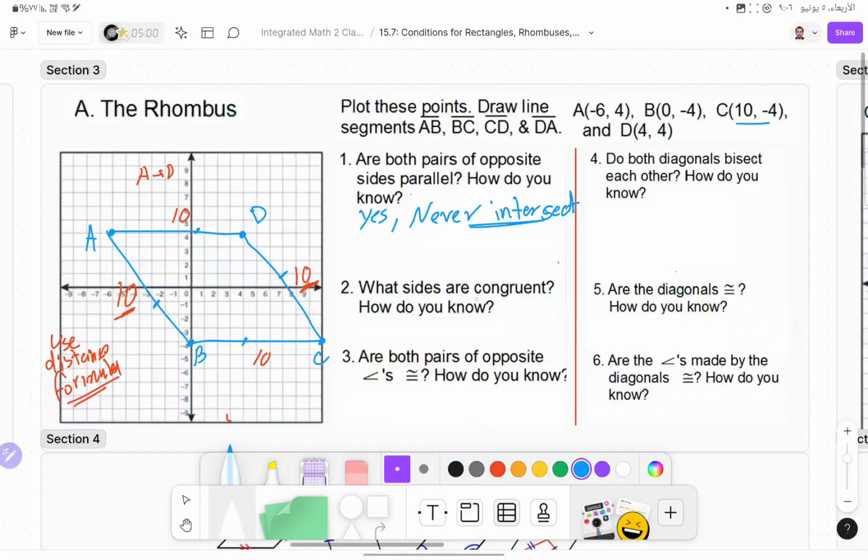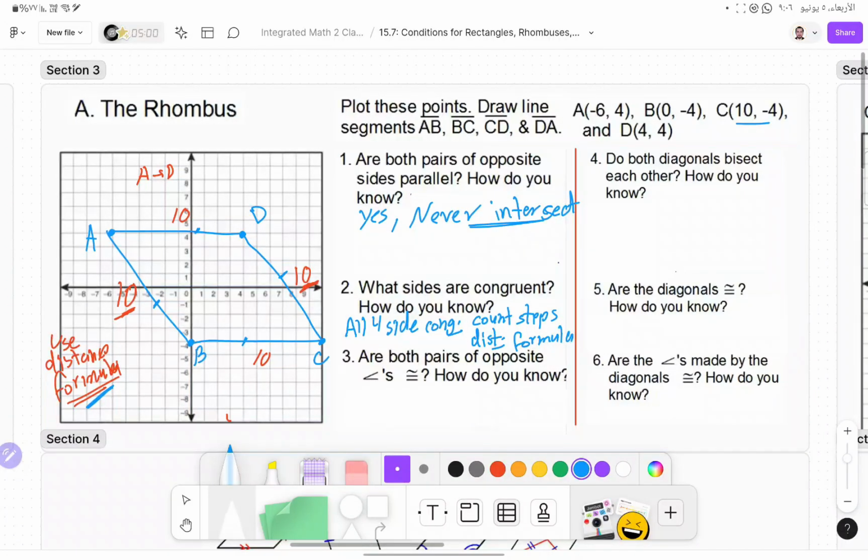Now, what sides are congruent, and how do we know? All four sides are congruent. And how do I know? As I told you, we count the steps, and we have the distance formula. So you can just say count steps, or I can say distance. I will just write dist, which is a shortcut for distance, then formula.